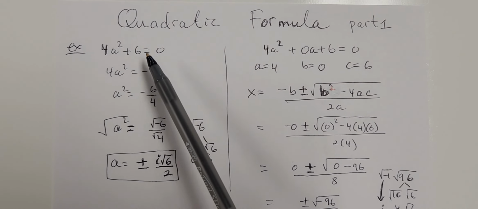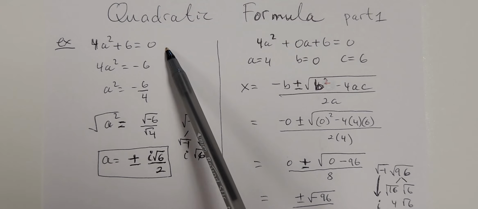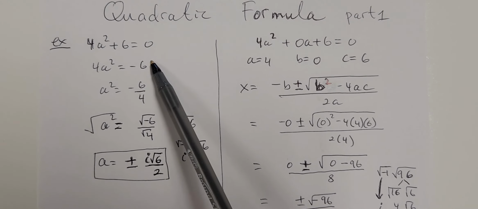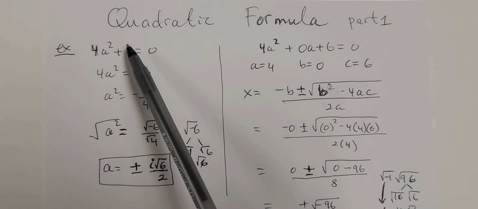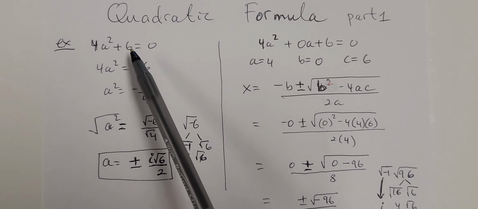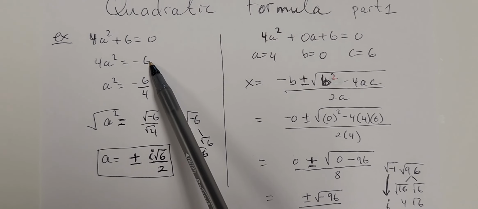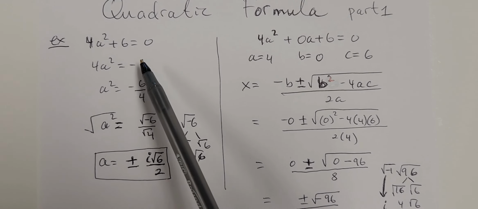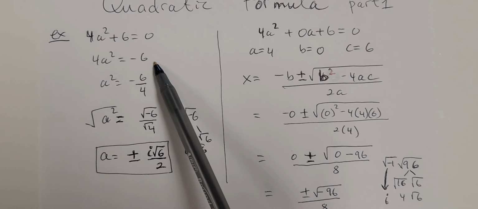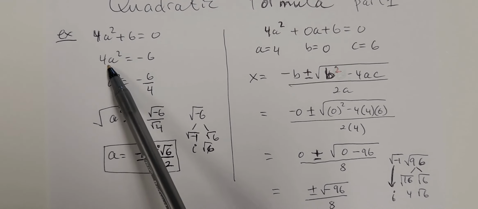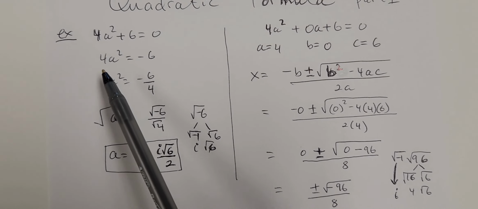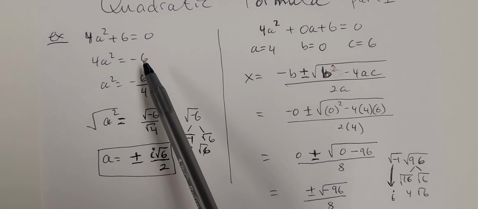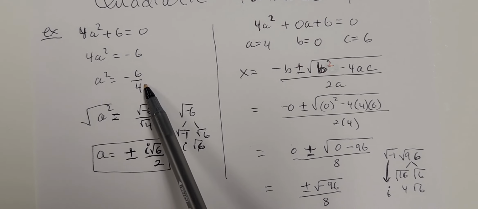Okay, so on the left side I just move this 6 over, so that becomes -6. Because this is positive, I move the 6 over to the right, so positive becomes negative. Next, divide by 4 on both sides. The 4 goes away on the left, so I just have a squared, and on the right I have -6 over 4.